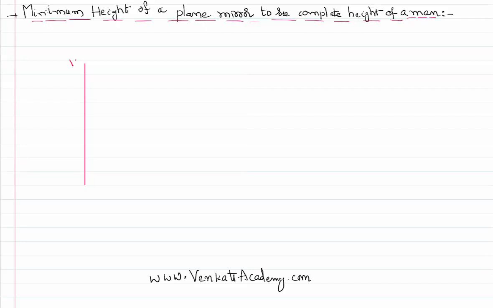Assume this is the head of that man, this is the feet of the man, this is the man who wants to see himself in a mirror. Before him there is a mirror, a plane mirror. We want to know what shall be the height of this mirror. Say for example, I can name this h dash, or height, whatever it is, so that he can see himself completely.